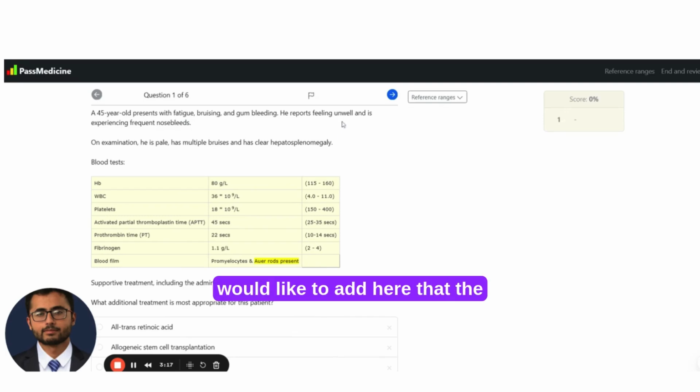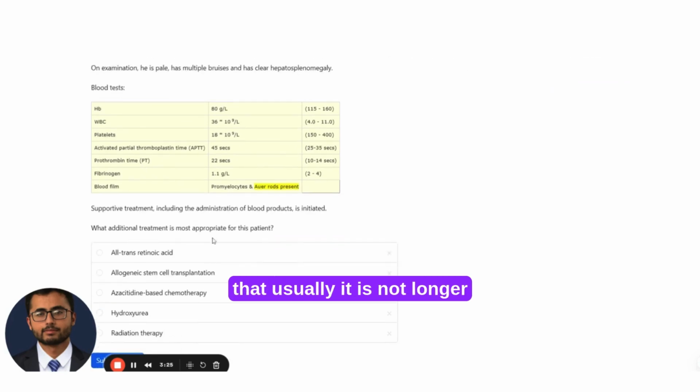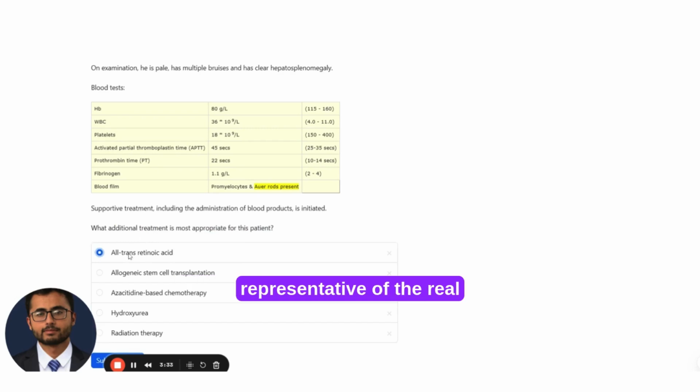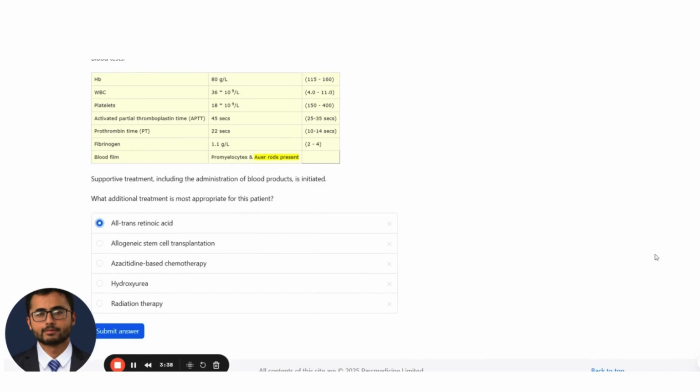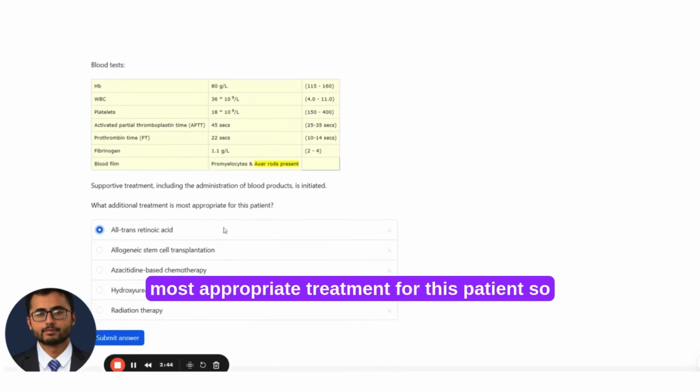I would like to add here that the questions in the real exam do look similar to this. Usually it is not longer than two or three statements. So this question, I would say, is particularly representative of the real exam. So Auer rods, you are looking for AML. What is the most appropriate treatment for this patient?